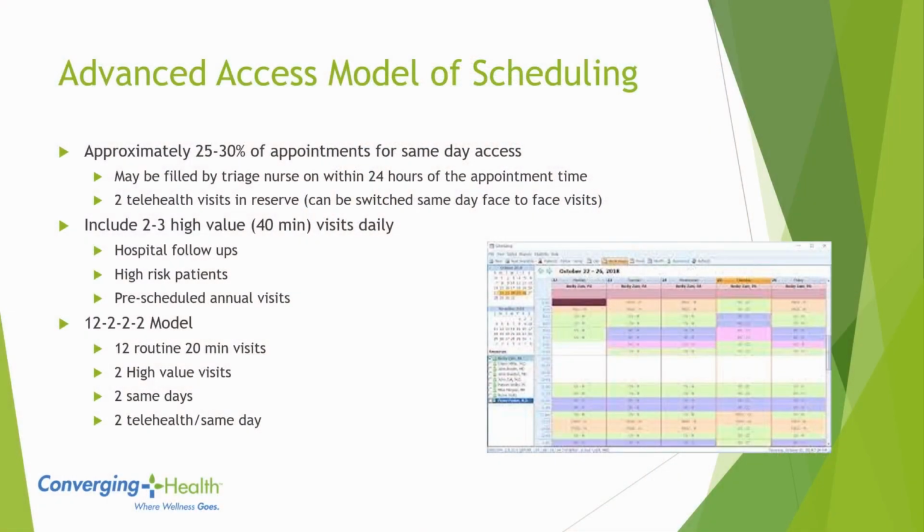So the key principles of advanced access are that you want to have about 25 to 30% of your schedule available for same-day access. If you build this model, what will happen is your patients will be able to get in when they need to, and there'll be less pressure on your schedule downstream from patients who are trying to book an appointment just to make sure they have a slot to see you at some point in the future.